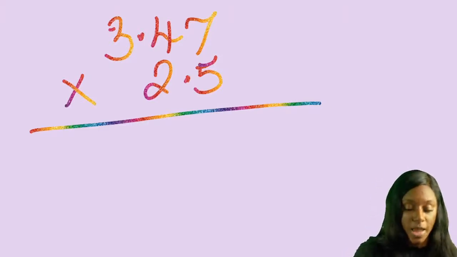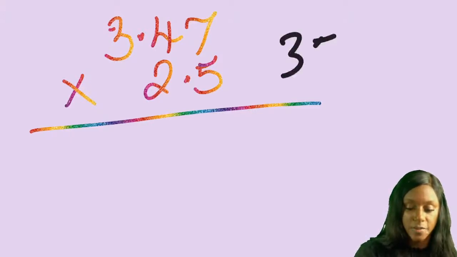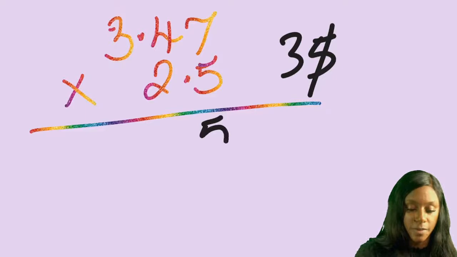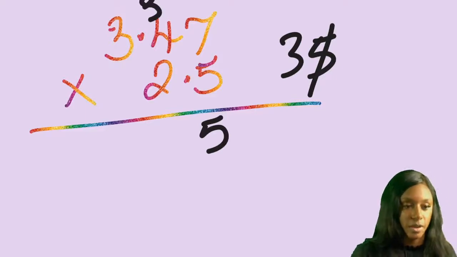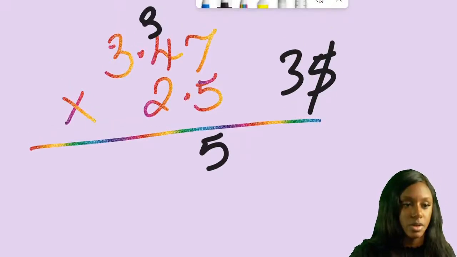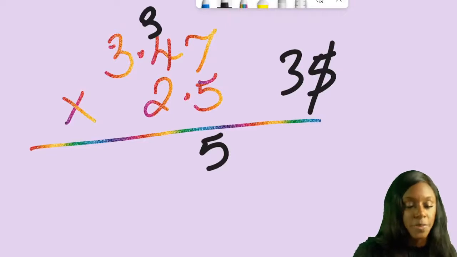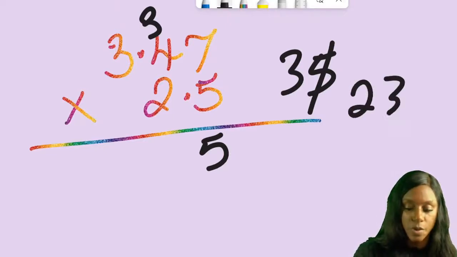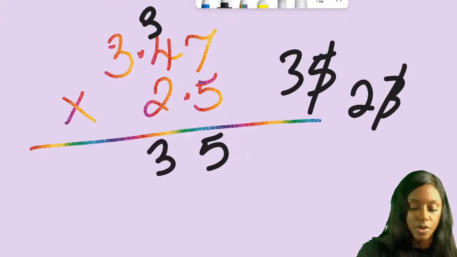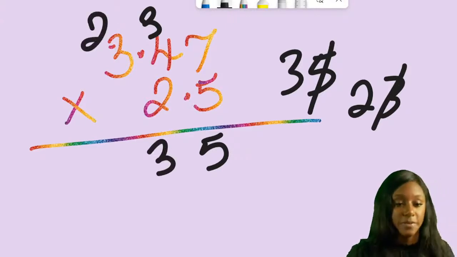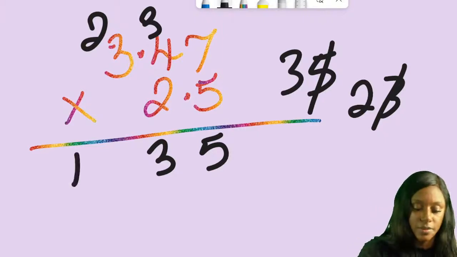So we multiply 5 by 7, that gives us 35. We place our 5 here. We place our digit 3 up here. Then we say 5 times 4, that's 20, plus 3, that's 23. We place the digit 3 here and the 2 up here. 5 times 3, that's 15, plus 2, that's 17.